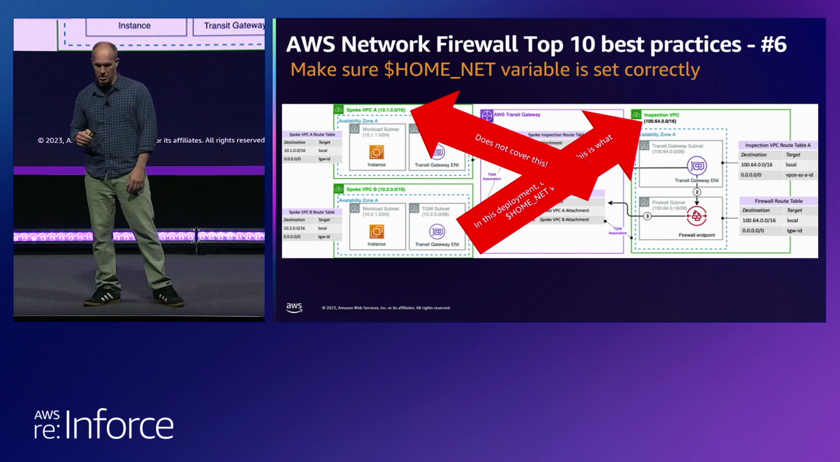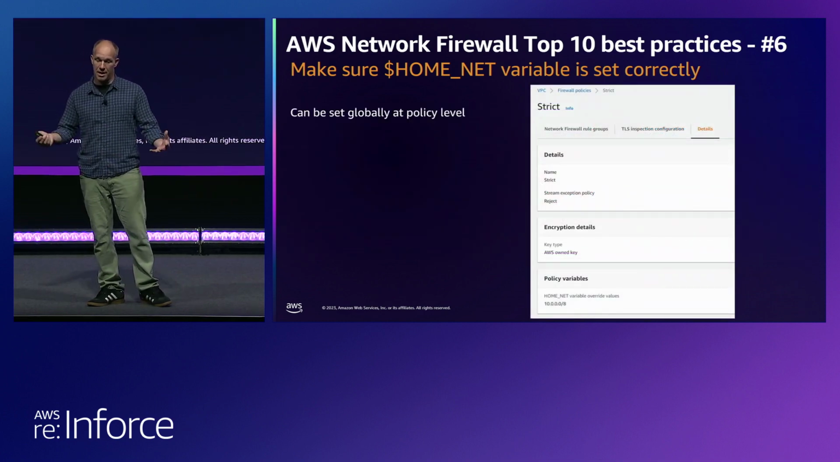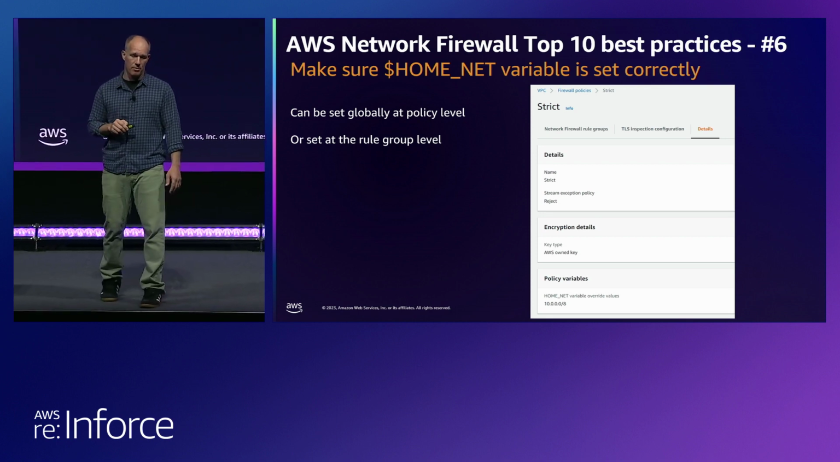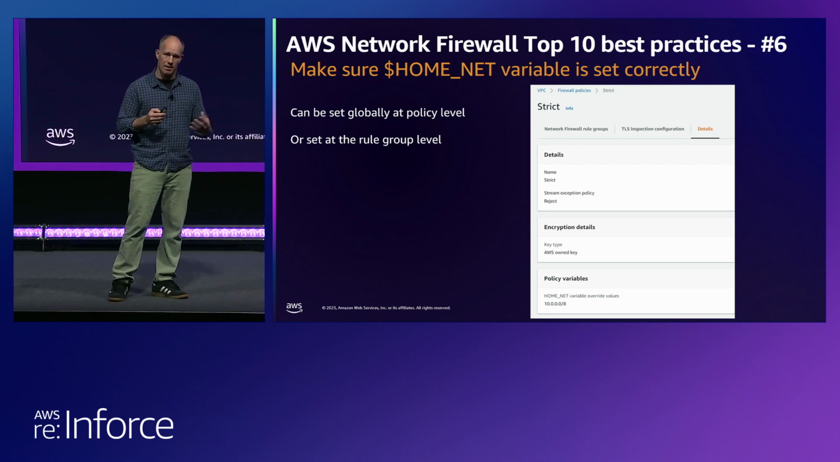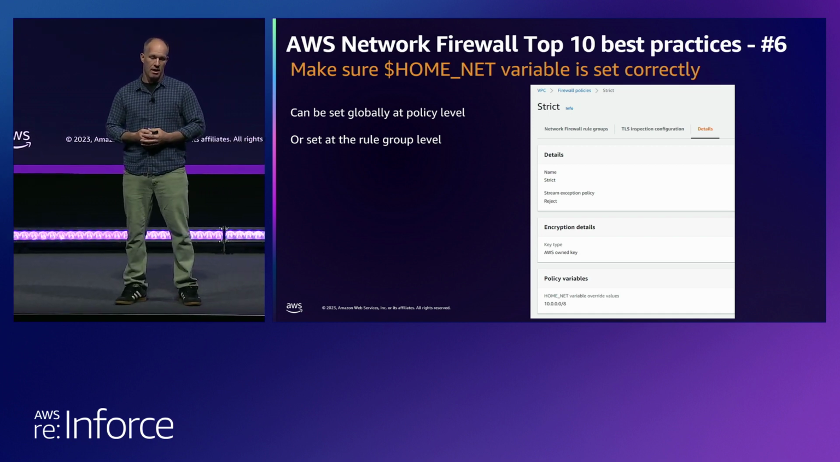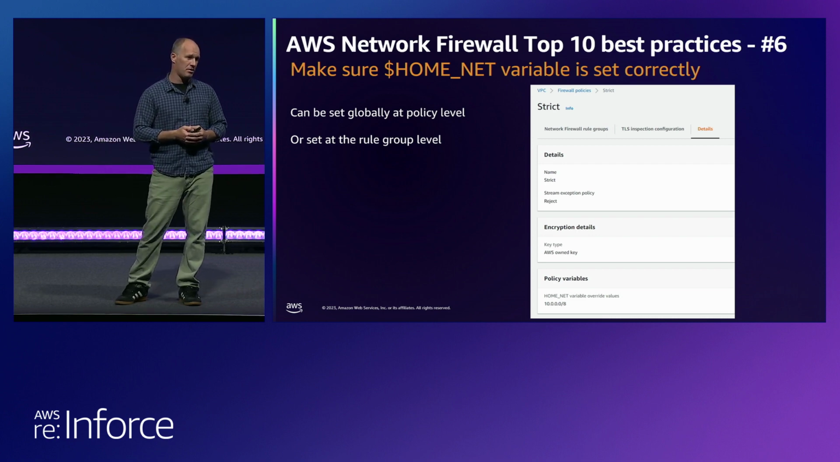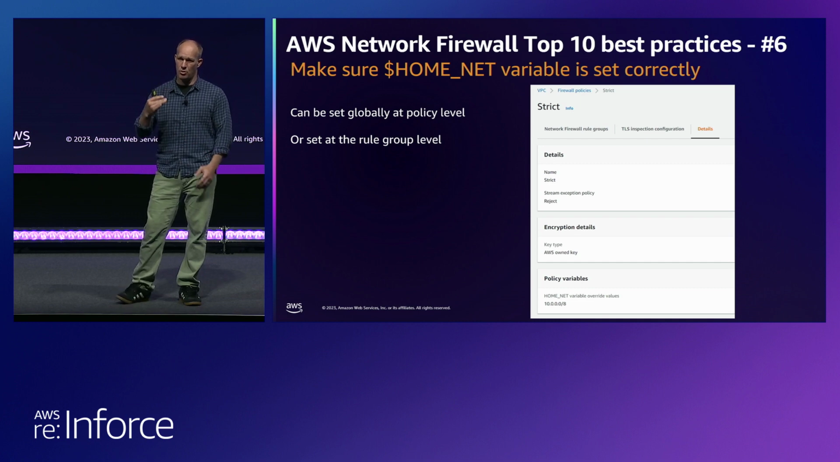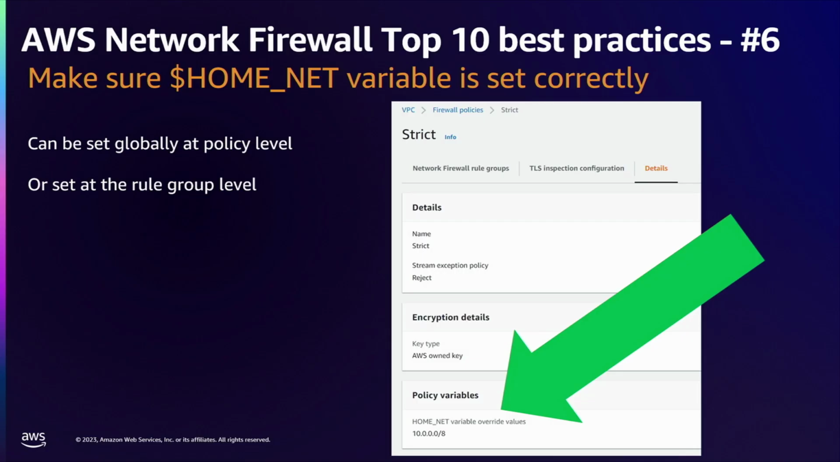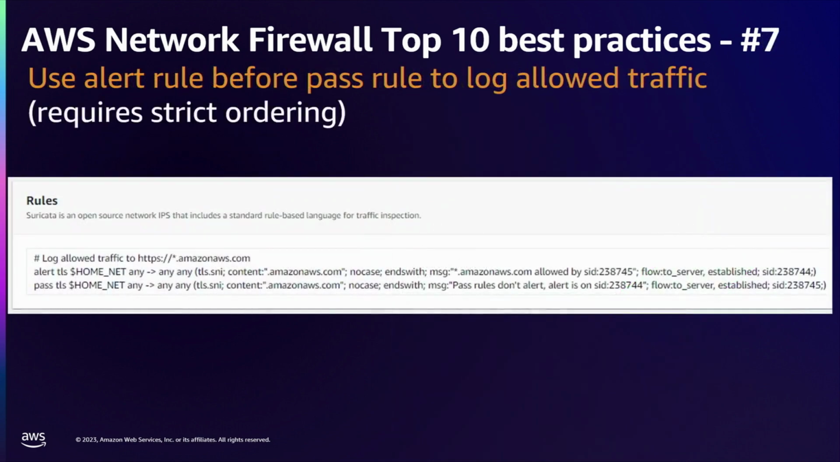So I want to make sure that this HomeNet lines up with all of my CIDR ranges, not just the single VPC. That HomeNet variable can be set globally now at a Network Firewall policy level. I can go ahead and define what I want that to be. That's a great option that customers should consider starting with. You also have the option to define your HomeNet variable per individual rule group. So it does support both, but you just want to make sure that you go ahead and set those correctly. This is what it looks like in the UI to set that global variable in the firewall policy.